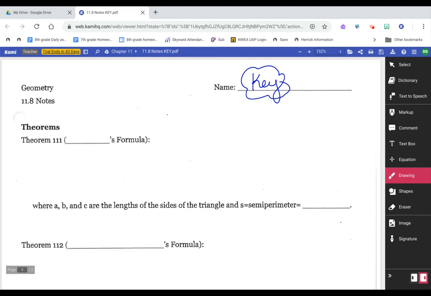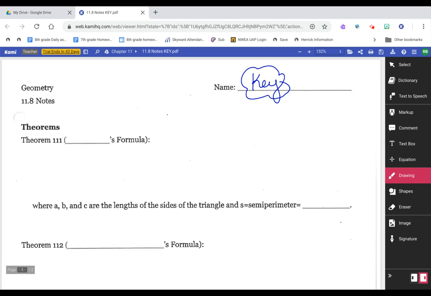Today we're going to take notes on section 11.8. This is the last section in chapter 11. After this, we have a review day and then followed by the quiz that will cover sections 11.1 through 11.6 and then 11.8. We're going to learn about Hero's formula and Brahmagupta's formula.